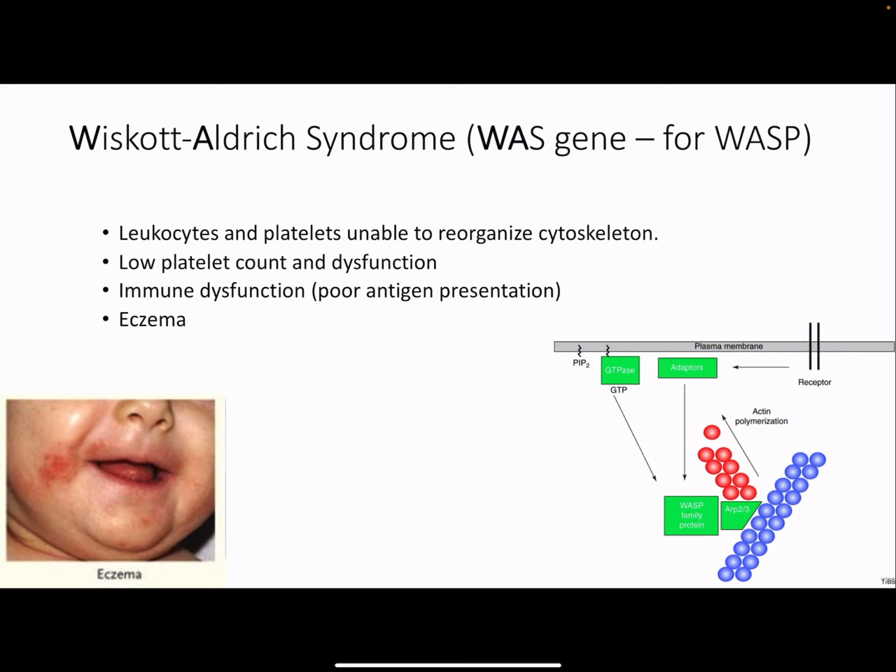Wiskott-Aldrich syndrome. So this is the WAS gene. The WAS gene is necessary for the actin cytoskeleton to function. We saw this with the immune system module. This causes the leukocytes, and again, like I said, they can't reorganize their cytoskeleton, which has various effects. Low platelet count and dysfunction. Also, the MHC and the antigen presentation doesn't work, and it causes eczema. So that's kind of a weird assembly of symptoms. That one's probably not particularly important.